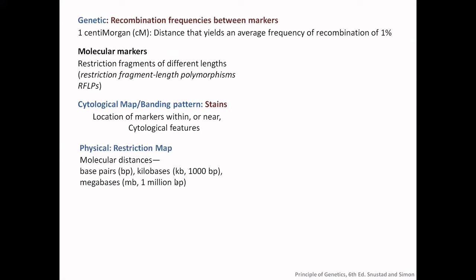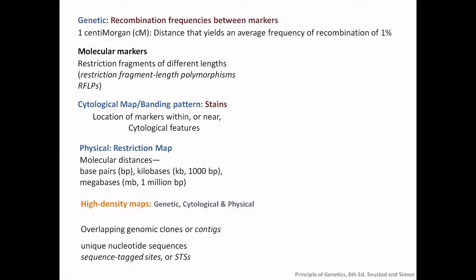Then the third one is the physical map. This is also called the restriction map because we can use restriction endonuclease in preparing the physical map. But the physical map is the sequencing of the chromosomes. So we can represent it by restriction mapping or by base pairs, kilo base pairs, or mega base pairs, the million base pairs. A high density map can have all the 3 features: genetic, cytological, and physical mapping. And we will discuss the contig in one of the following slides.